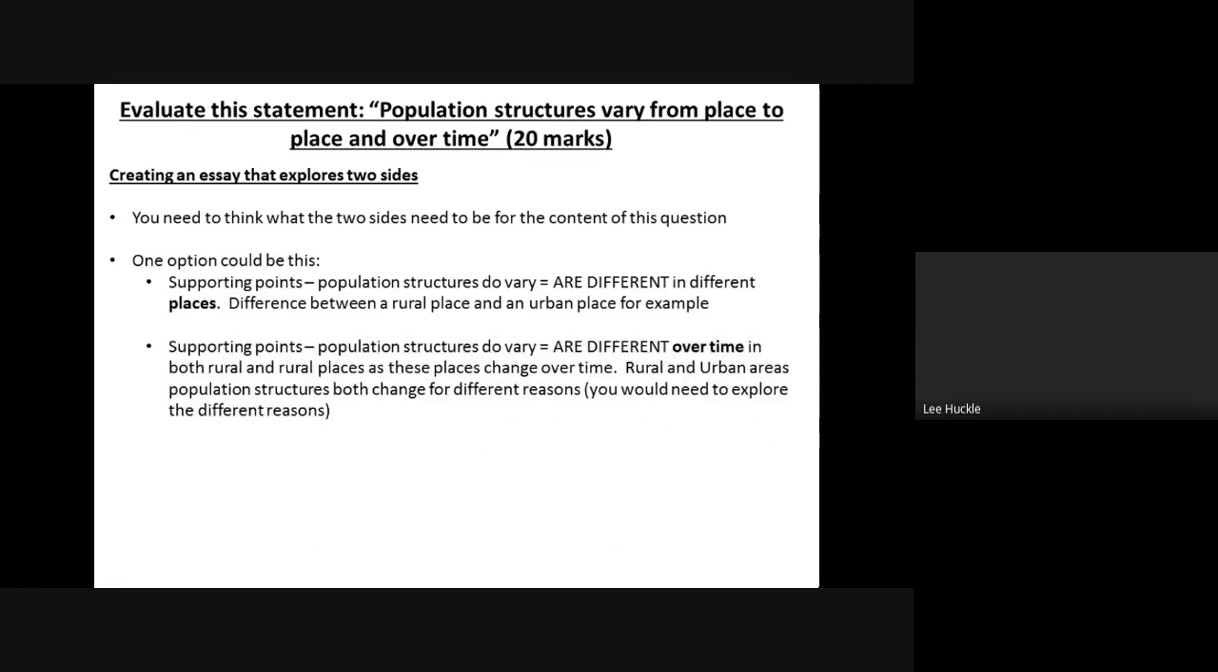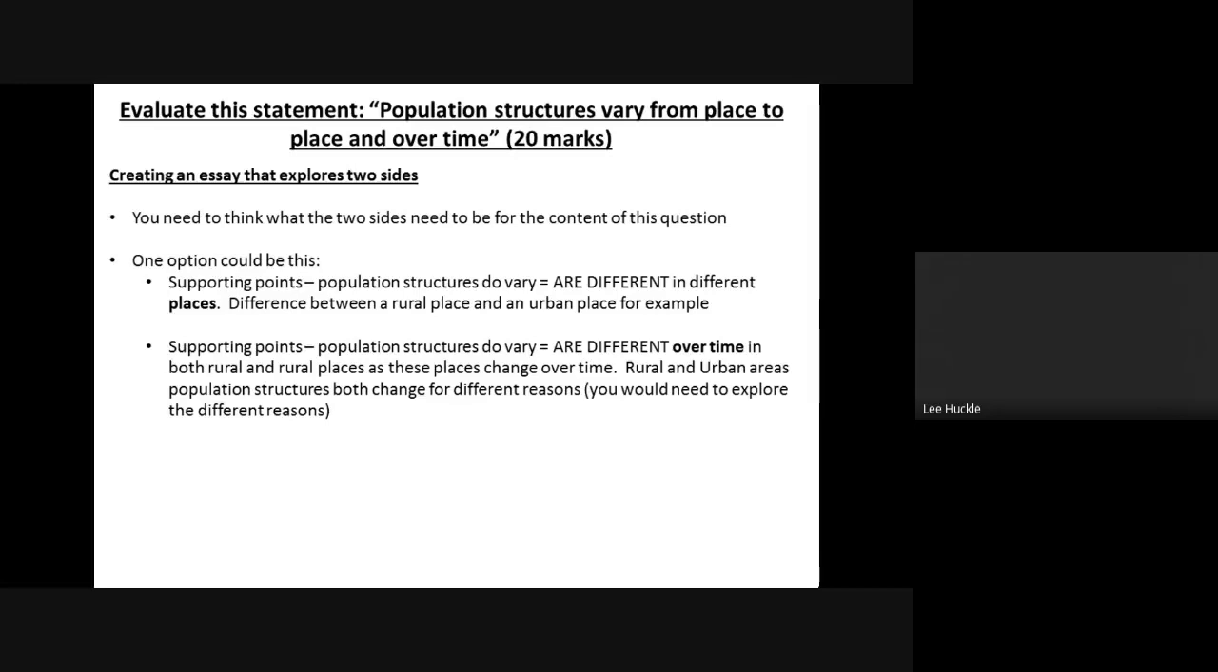So another supporting point in a separate paragraph could be that population structures, again, do vary, are different, but in this case, over time. So you're exploring the other part of the question. And I've put there, are different over time in both rural and urban places as these places change over time. Now, I made a mistake there. I said rural and rural places. So the last point is rural and urban areas, population structures both change for different reasons.